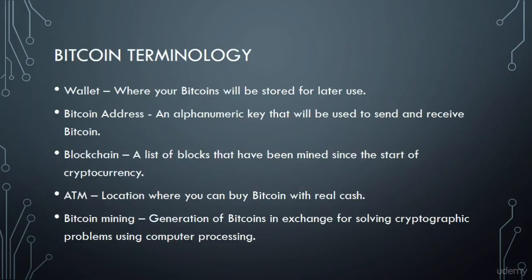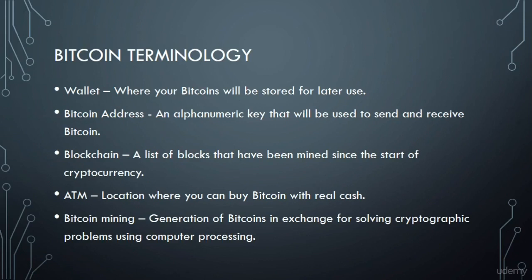Now let's actually look at some basic Bitcoin terminology. You might have heard of some of these terms if you're keen on the whole Bitcoin scene. So firstly, you have your Bitcoin wallet. This is where your Bitcoins will be stored for later use. It's just your virtual wallet where you can store Bitcoins. This is unique to you and it's protected by you. You have a password, and you basically understand that this is your wallet where you can store your Bitcoins. Of course, it's a virtual wallet.